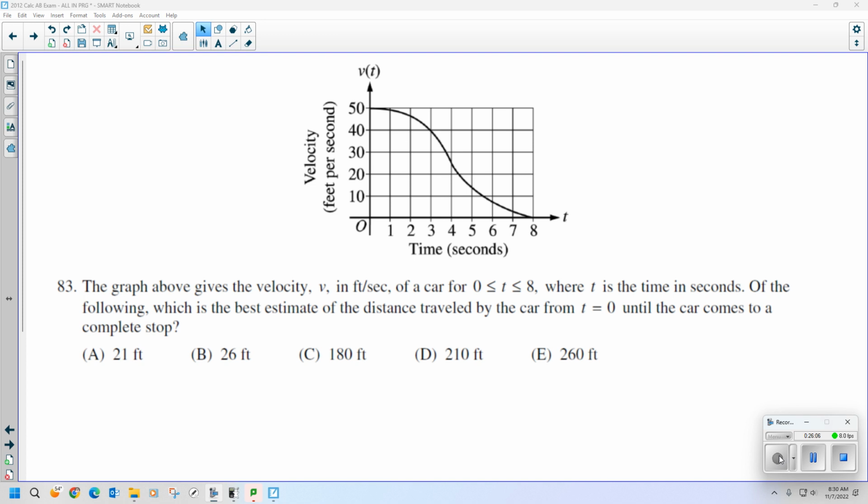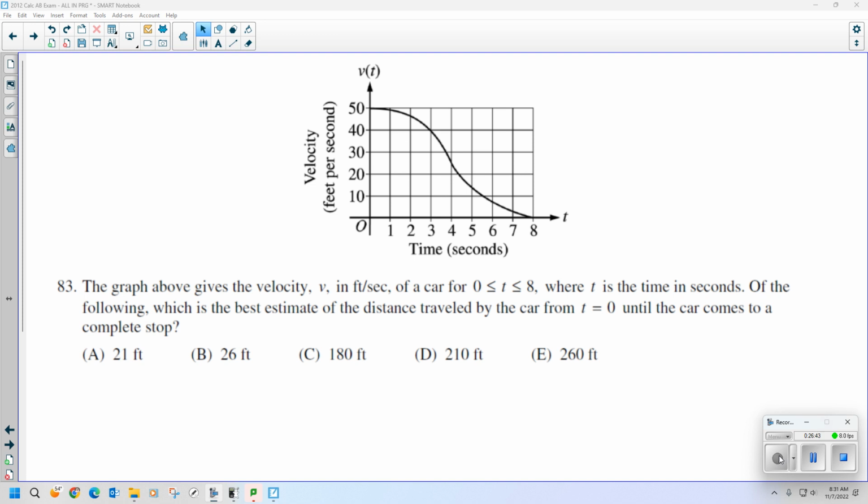Down to the final 2 questions. Here we go. Man, I should be an announcer. 83 reads, the graph above gives the velocity in feet per second of a car for t values between 0 and 8 inclusive, meaning it includes 0 and 8, where t is the time in seconds. Of the following, which is the best estimate of the distance traveled by the car from time 0 until the car comes to a complete stop?